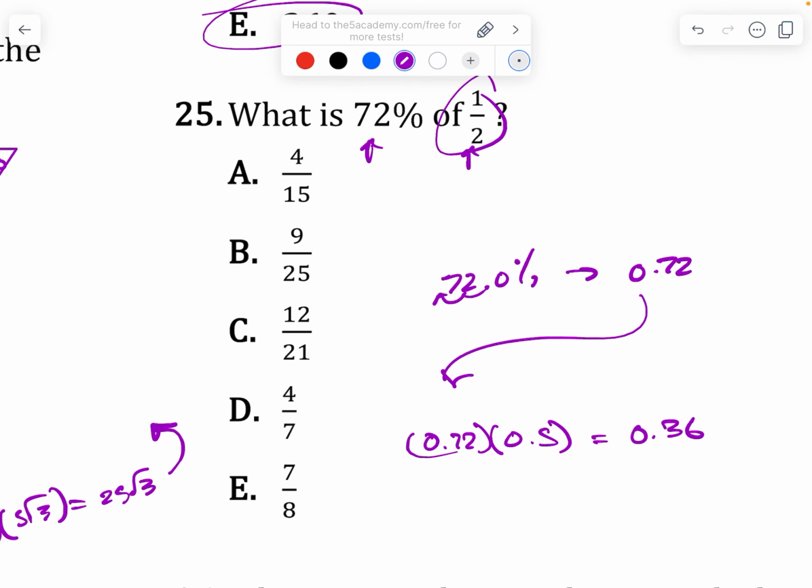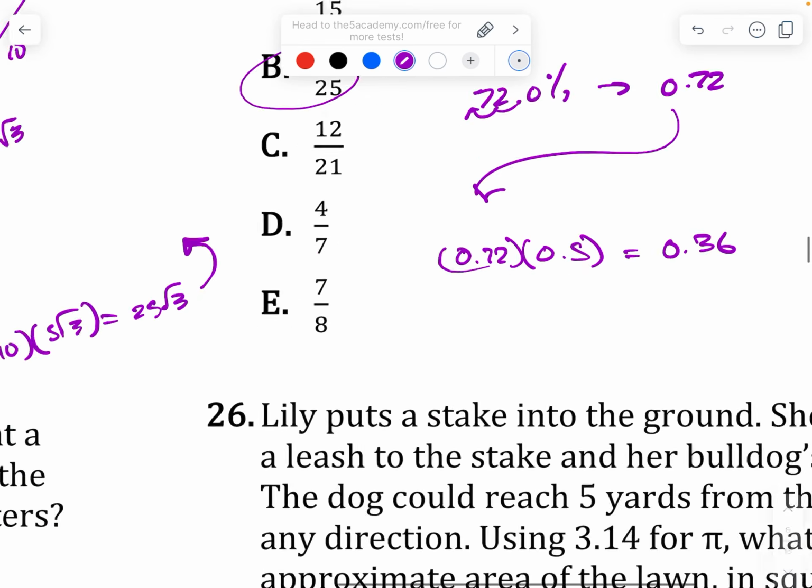Now, you might be thinking which of these answer options is equal to 0.36. You could just plug all these into your calculator. You'll find that it's going to be answer option B. So just do 4 divided by 15, 9 divided by 25. You'll find that it's answer option B.